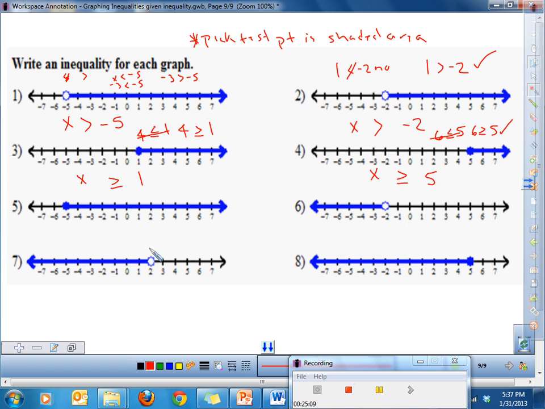Go ahead and pause the video and try these last 4 examples, and then press resume when you're ready, and you can see the answers.